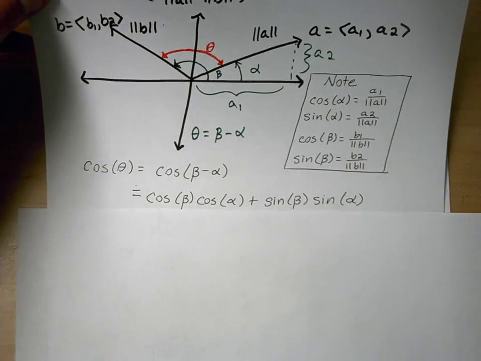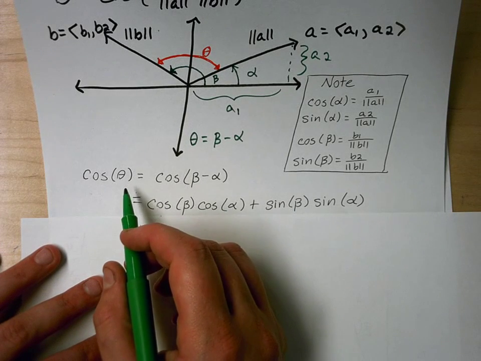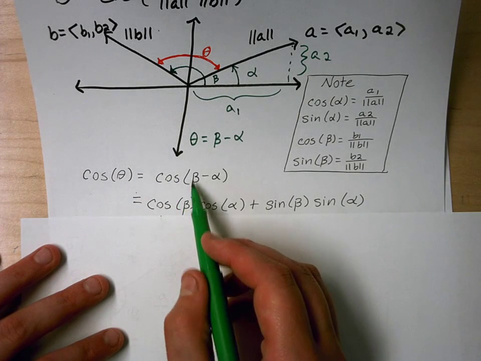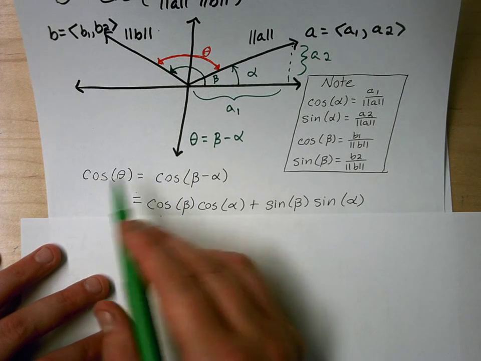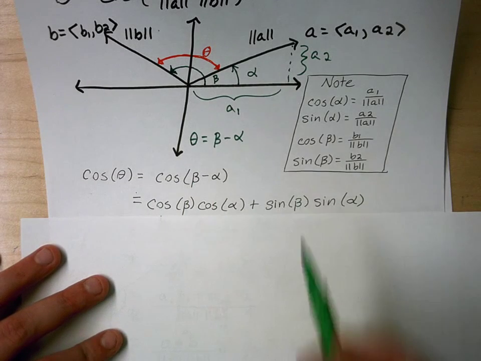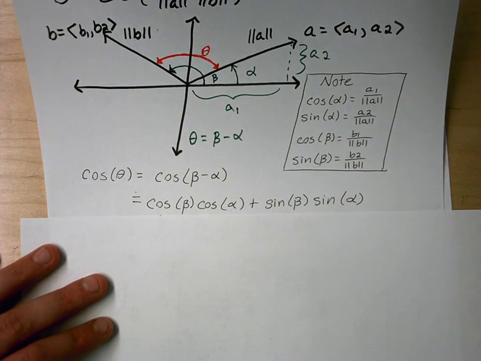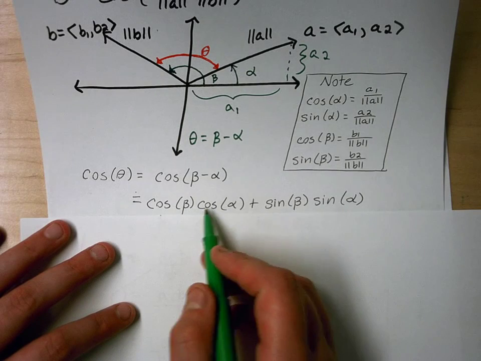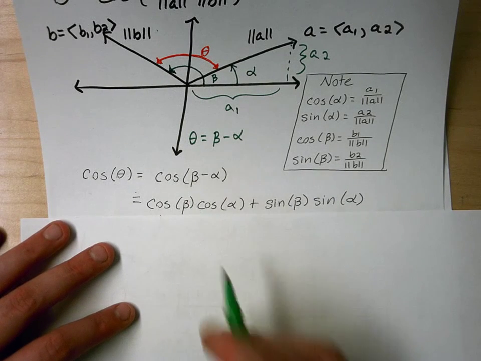Now, I know that if I take the cosine of theta, that would be equal to taking the cosine of beta minus alpha. So the cosine of theta is equal to cosine of beta minus alpha. Well, we are so smart and know the sum and difference formulas, that we know that this is equal to cosine of beta times cosine of alpha plus sine of beta sine of alpha.